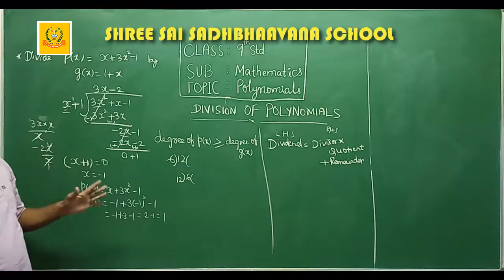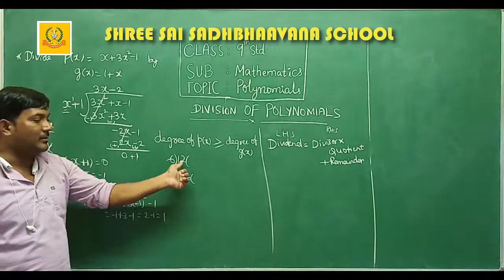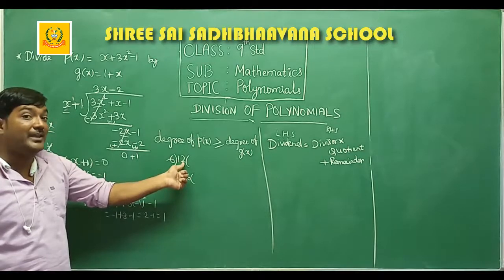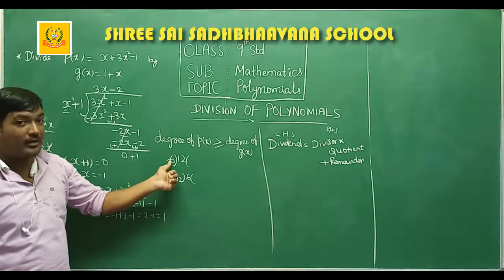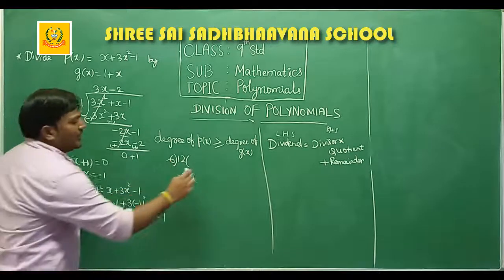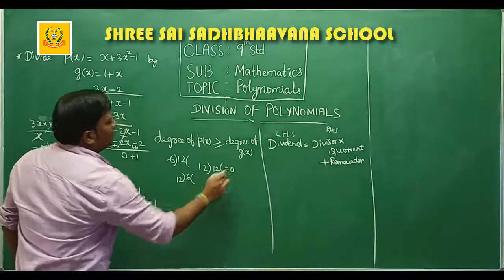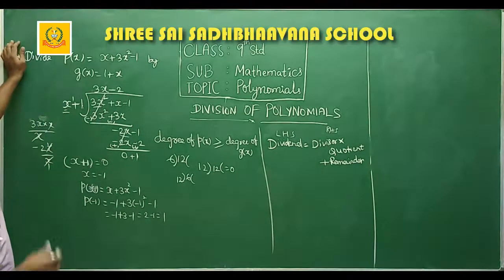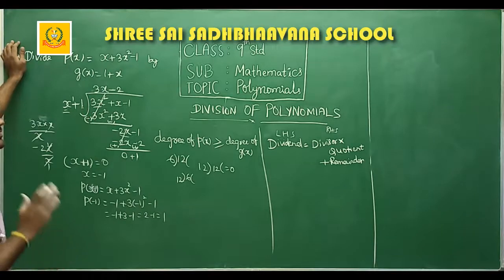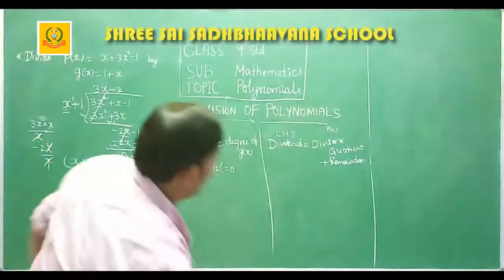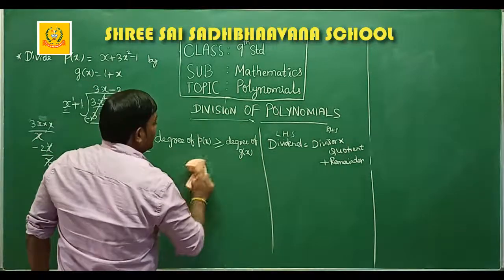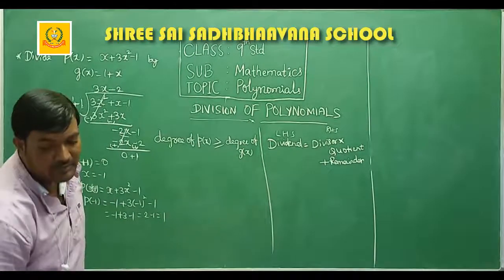Okay, so division is possible only if this number, the dividend, is greater than the divisor. It may be equal also. Can we divide 12 with 12? Yes, we can. Understood? But we cannot divide 13 with 12. So remember, the degree of p of x is always greater than or equal to the degree of g of x. Then only division is possible. If it is not, then you cannot do the division. So remember first, that is a condition.